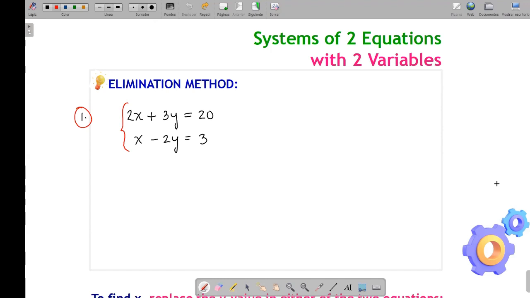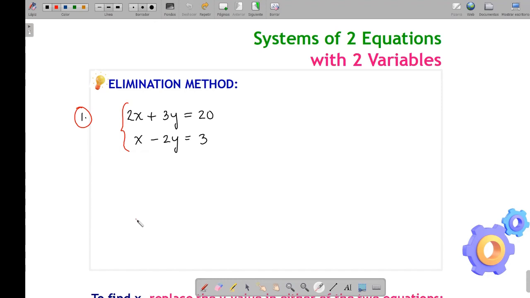Okay, in this example we have two equations, 2x plus 3y equal 20, x minus 2y equal 3. In the elimination method, our objective is to eliminate one of the two variables we have in the system. What are the two variables we have? We have the x and the y. So you are going to choose the letter you want to eliminate. You may choose the letter x, or you may say, I want to eliminate the letter y. In this example number 1, I'm going to eliminate the letter x.